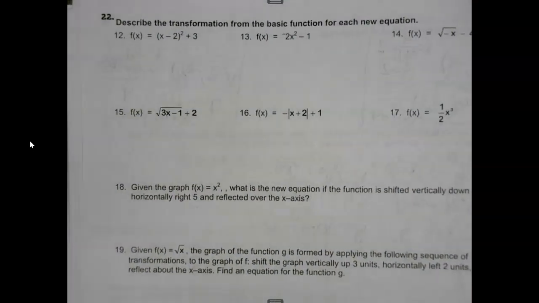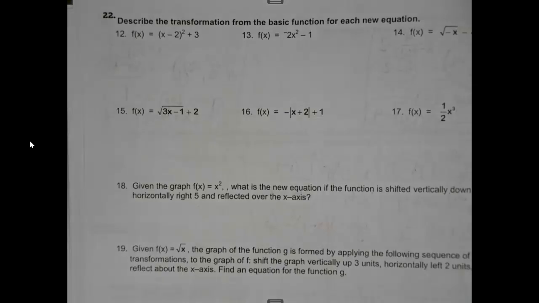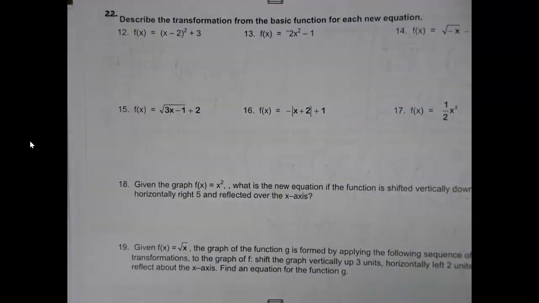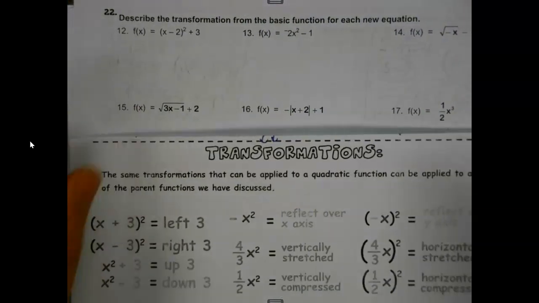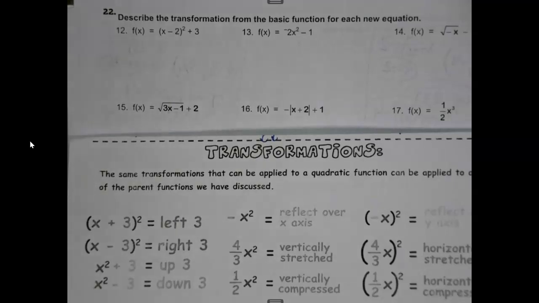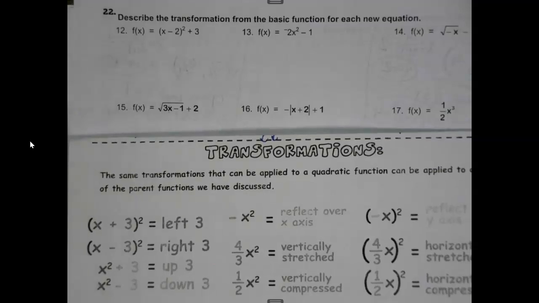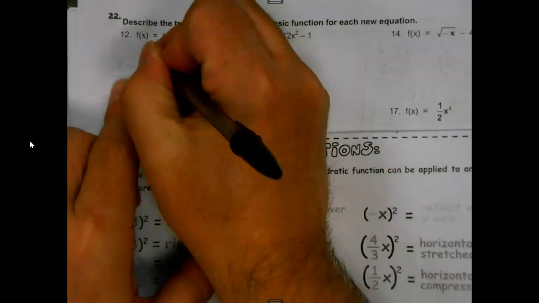So, no pictures. What? No pictures. I mean, you can type this in on your calculator and look at a picture. But what I'm going to do is put our chart here on the bottom so you can see what we're up to. We'll start normal. What are my two shifts on number 12? Right 2, up 3. Perfect.